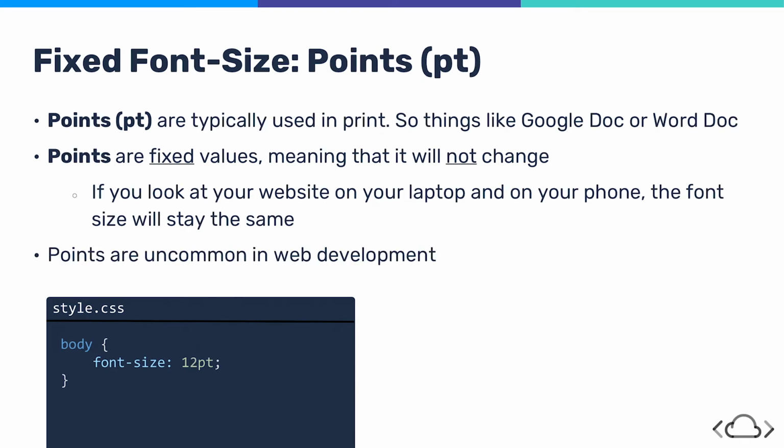Points are a measurement typically used in print. You're most familiar with this type of sizing in Google Doc or Word Doc. Points are also fixed values, meaning that it will not change. So if you look at the font set in this format on your laptop or phone, the font size will stay the same. We don't often use points in web development, so it's mainly used for print media.